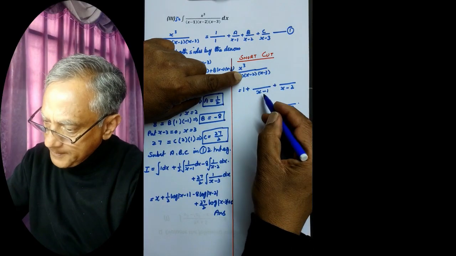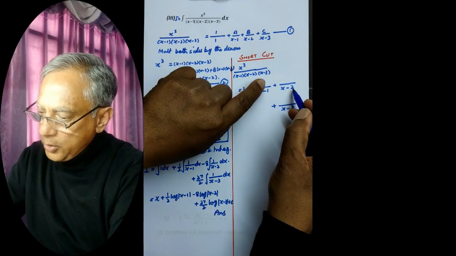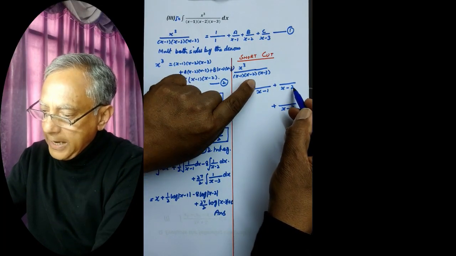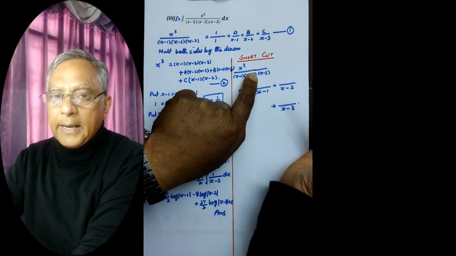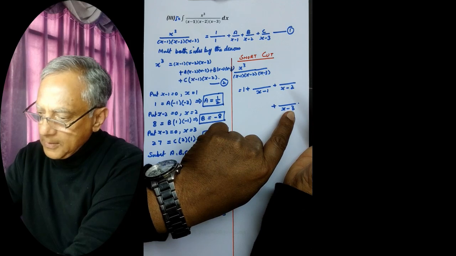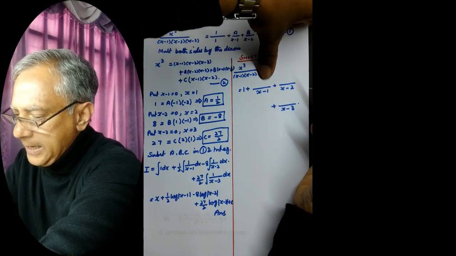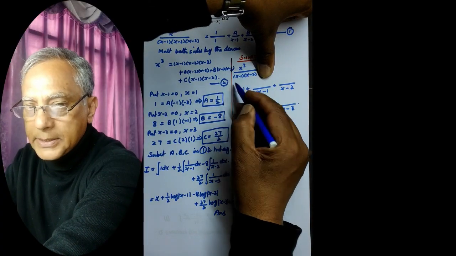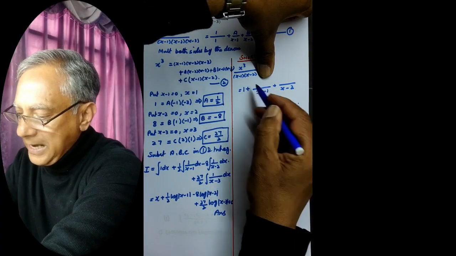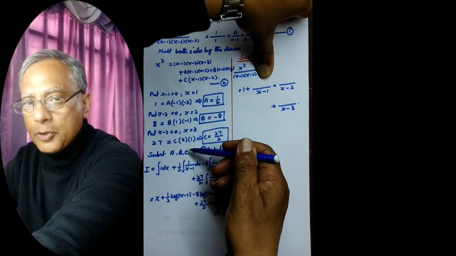For this, we will put x minus 2 equal to 0, that is x equal to 2. Hide this and put x equal to 2 in the rest. For this we will hide x minus 3 and we will put x equal to 3 in the rest. And we will directly get these constants. We need not carry out the long procedure.